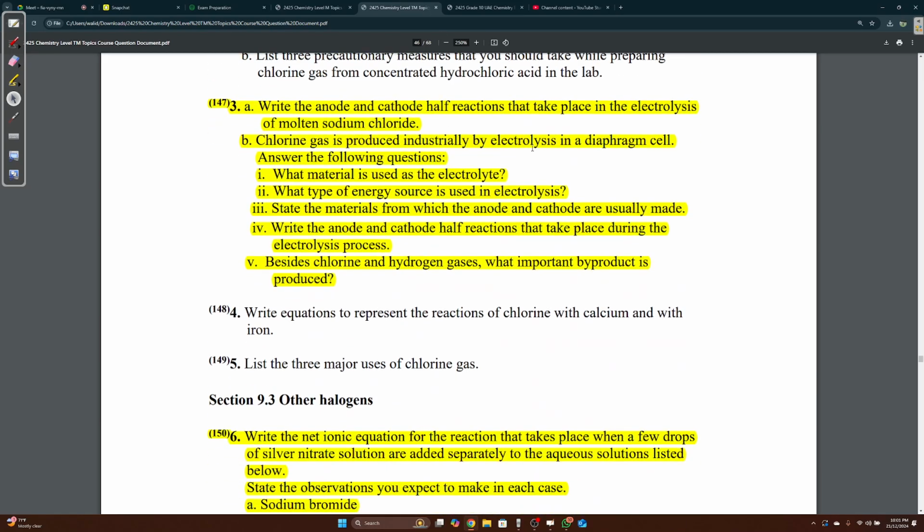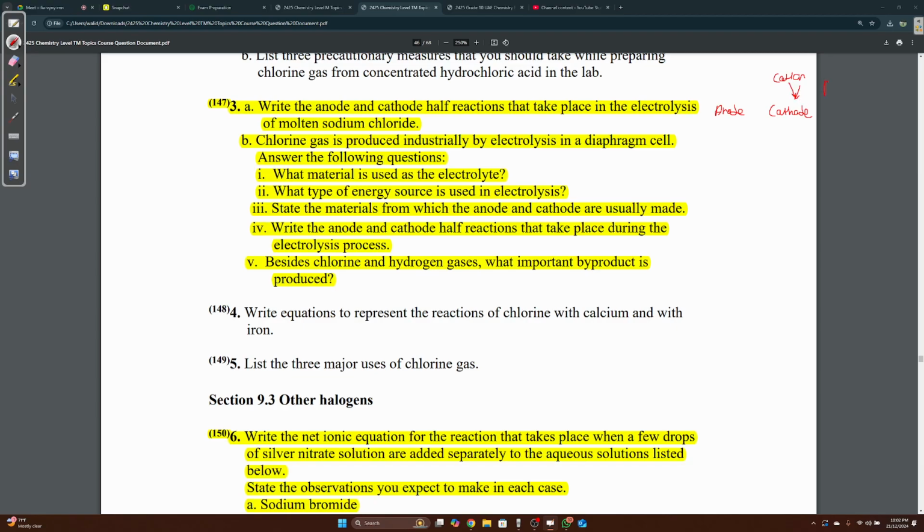Write the anode and cathode half reactions that take place in the electrolysis of molten sodium chloride. Okay, we have anode and we have cathode. How I like to do it, I always start with the cathode. For electrolysis, the metal always goes to the cathode. The cation always goes to the cathode. That's how I have it memorized.